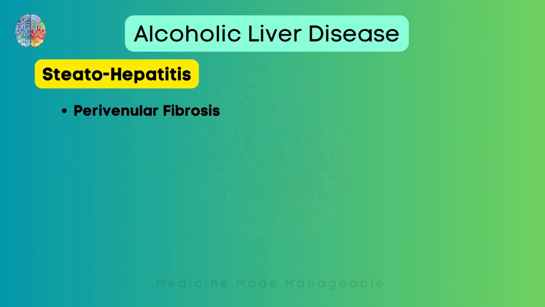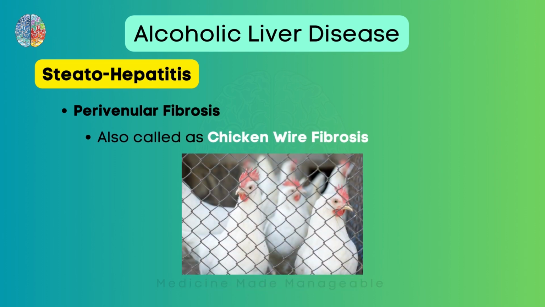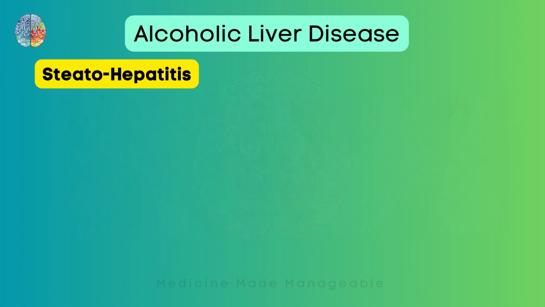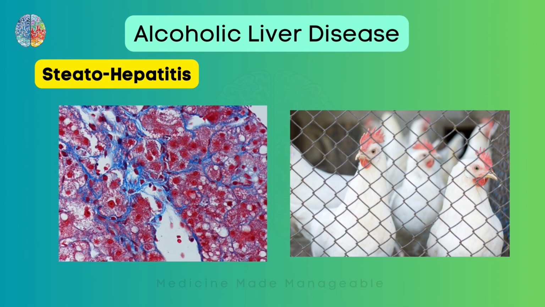Now in this condition you can also see perivenular fibrosis, which is a deposition of collagen around the terminal hepatic veins. This is also given the other name of chicken wire fibrosis. This is the picture of the chicken wire and the fibrosis seen in this condition resembles this shape. This is the picture of the fibrosis seen in steatohepatitis, and now you can compare these two pictures and you can see that there is a resemblance between them.